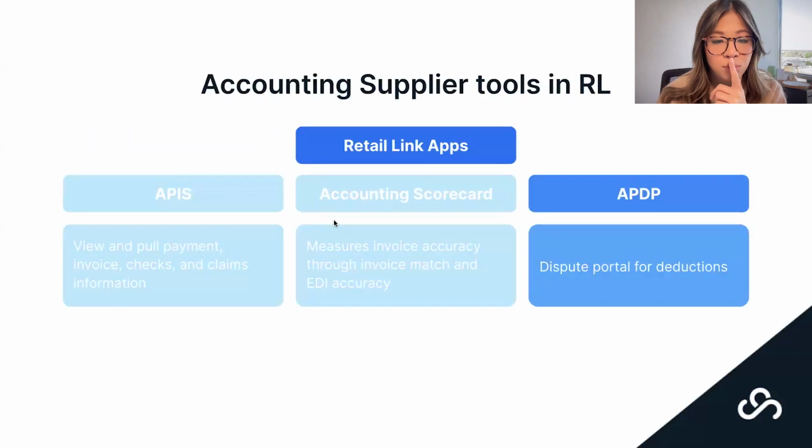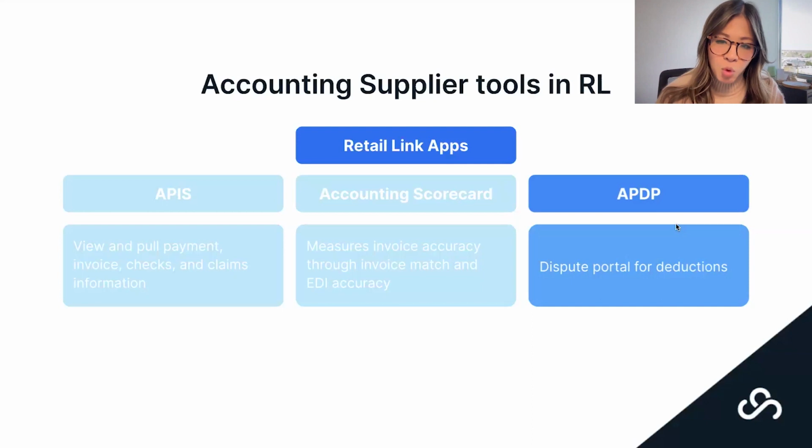And then the last one that I want to touch on is APDP. This is one of the newer portals for Retail Link. So if you have done this for a long time, like me, sadly, you used to dispute deductions in something called Direct Commerce. Walmart sunset that about 2.5 years ago now, and moved everything internal to APDP, again, Accounts Payable Dispute Portal.